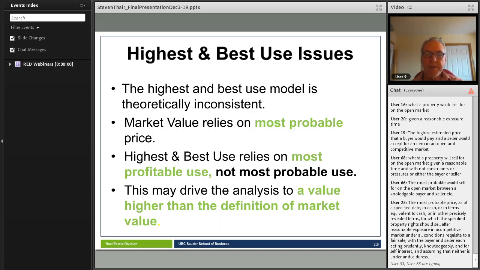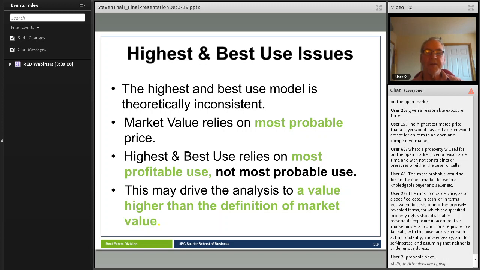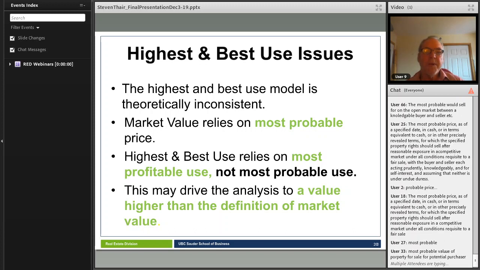David Bradley writes the most probable price that it would sell for, and Jeff Pike writes the same thing. The most probable price, and then Don has written up above the highest price. It used to be, when I was a young appraiser, the definition of market value was the highest price that a property should bring. And then someone asked, well, why should you pick the highest? Why wouldn't you pick the most probable, the most likely price?